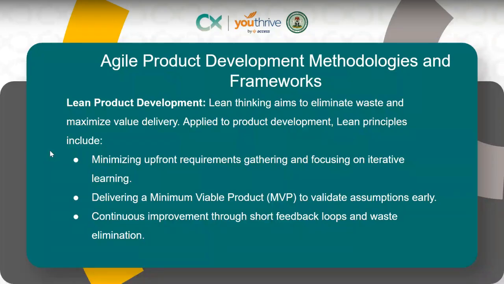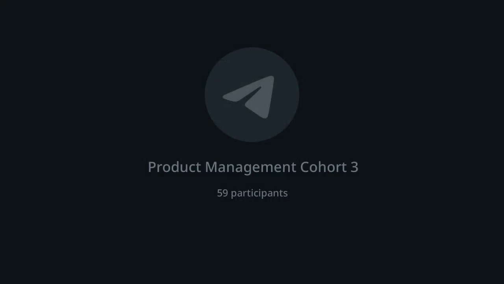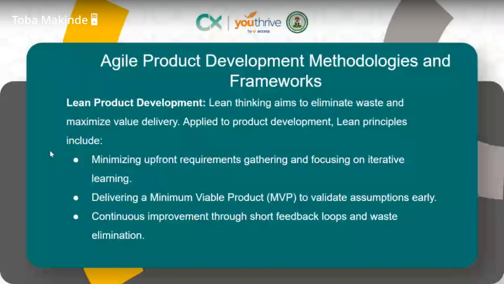The principles include minimizing upfront requirement gathering and focusing on iterative learning. So we are not trying to create the whole full-fledged requirement upfront. As you are iterating, you are learning and you're improving your requirements and improving what you are developing. Minimum viable products (MVP) to validate assumptions early. Continuous improvement through short feedback loops and waste elimination.